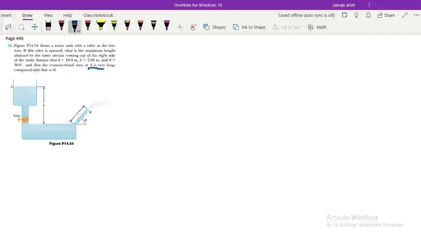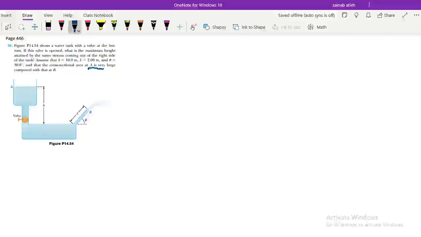I won't prove it. I've proved it twice, I guess more, so I will use it here directly. So VA here is 0 because the area of the free surface of the fluid in the tank is very large. So let me try to find the speed at point B. I will apply Bernoulli's equation between points A and B. After finding the speed at point B, I will try to find the maximum height attained by the water.